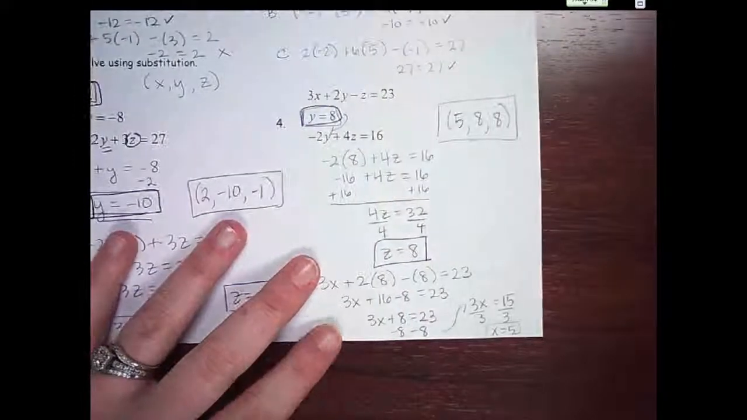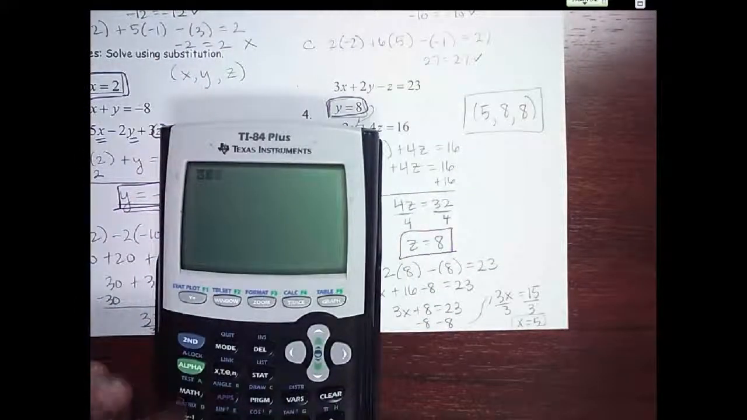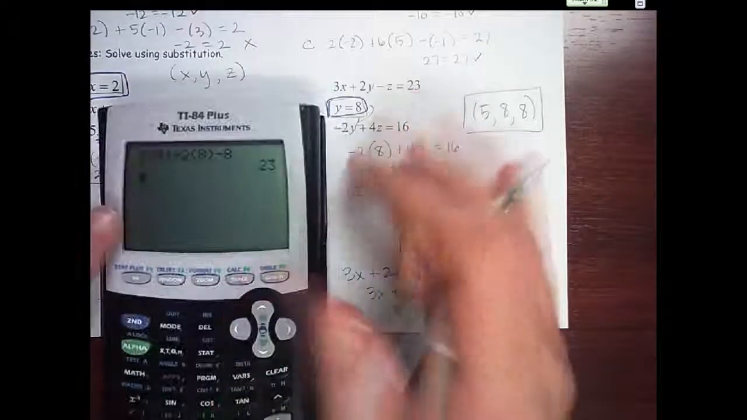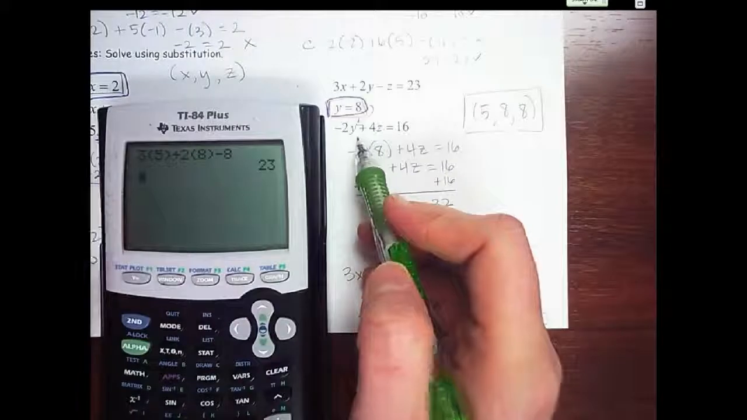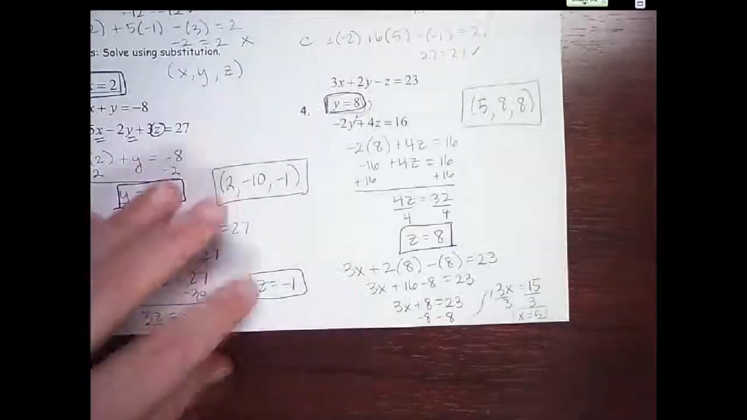Let's check that. Okay, so in the first equation, I have 3 times 5 plus 2 times 8 minus 8 equals 23. So it worked in the first one. The second one, y equals 8, and let's check the third one. Negative 2 times 8 plus 4 times 8 is 16. Perfect.